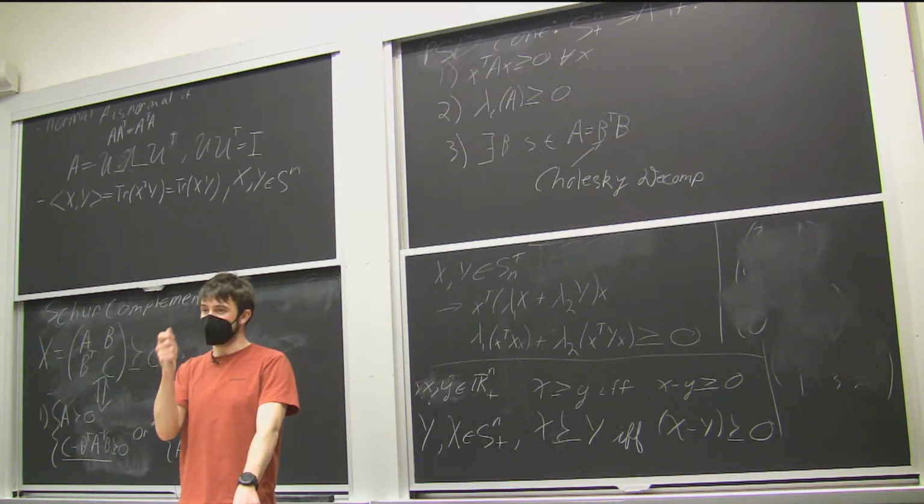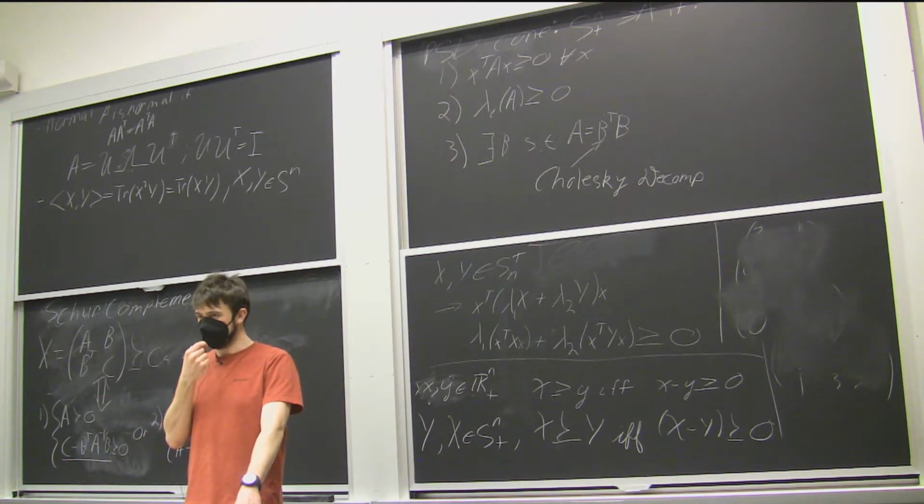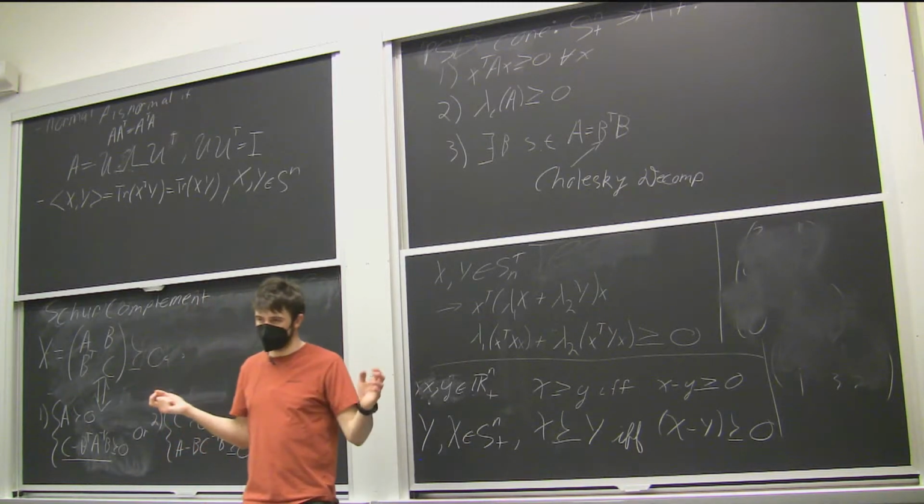What I mean by that is if I have two of the same eigenvalues, then their eigenvectors are linearly independent. I don't have to think about the Jordan decomposition.